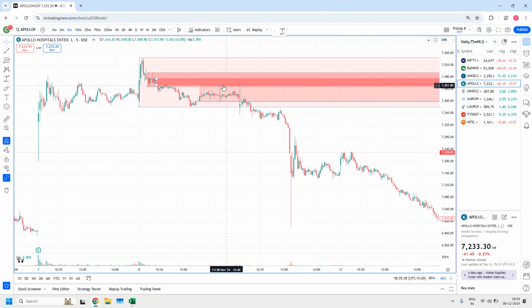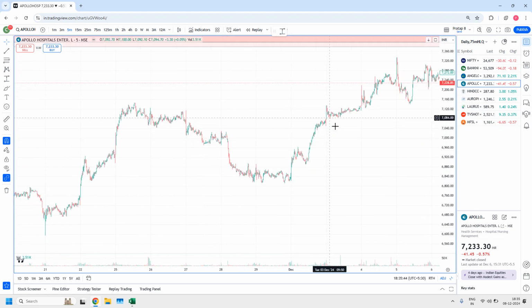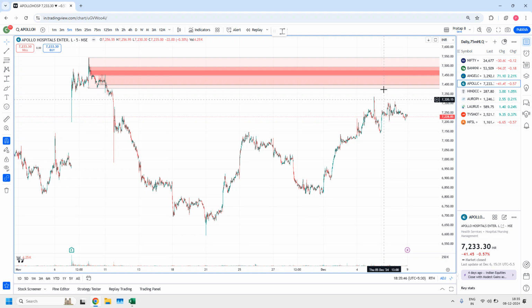So definitely strong order flow. Next time we should not miss such kind of trades when prices are entering that area. But today we didn't get a chance to take a trade because prices did not enter this zone.